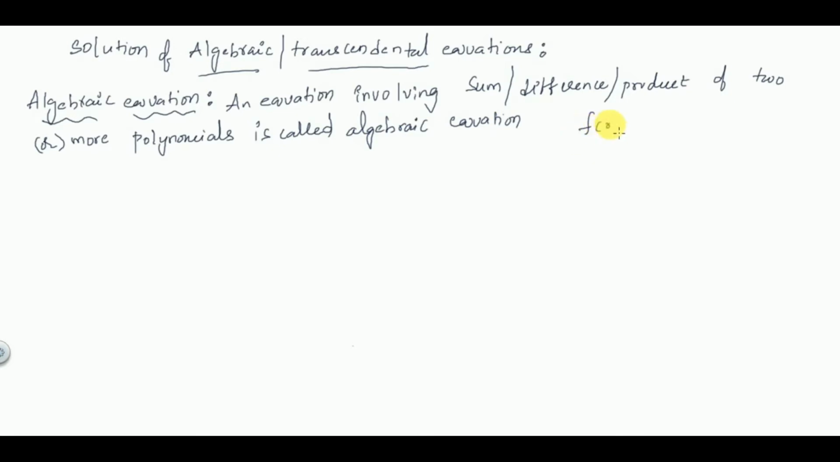Suppose f of x is equal to x plus x square. Here it involves two polynomials, the sum of two polynomials, so it is again an algebraic equation. This is one polynomial in x, this is another polynomial in x, and since it involves the sum of these, it is an algebraic expression or algebraic equation.